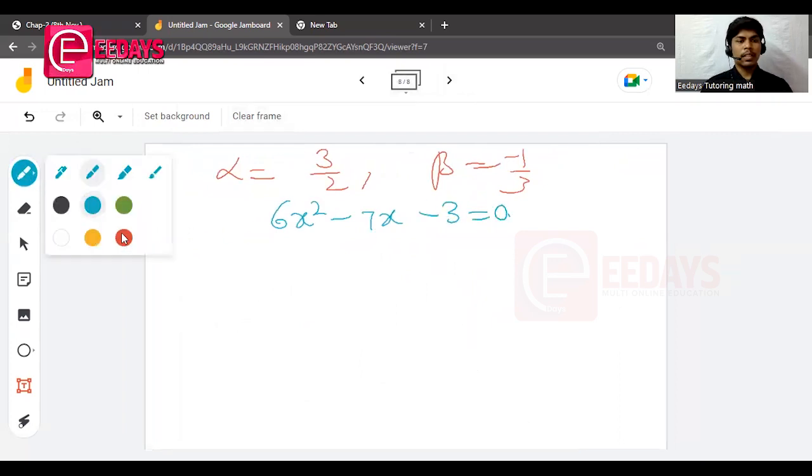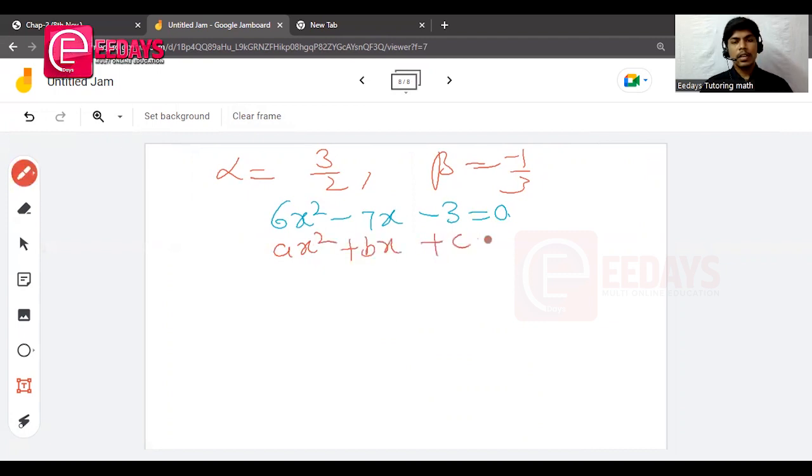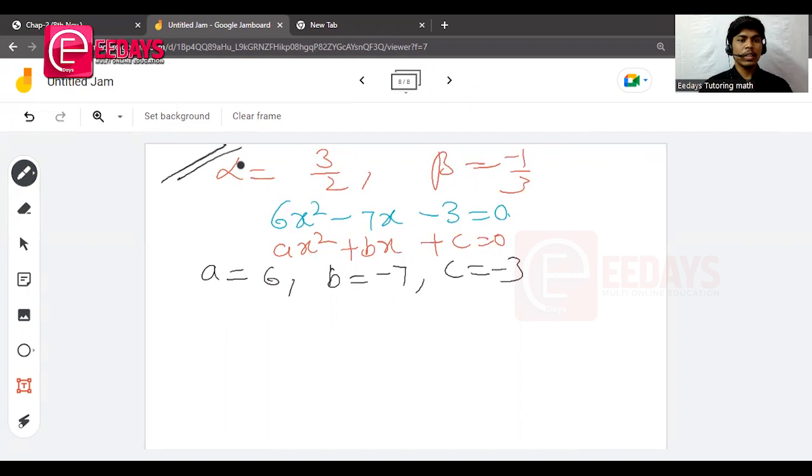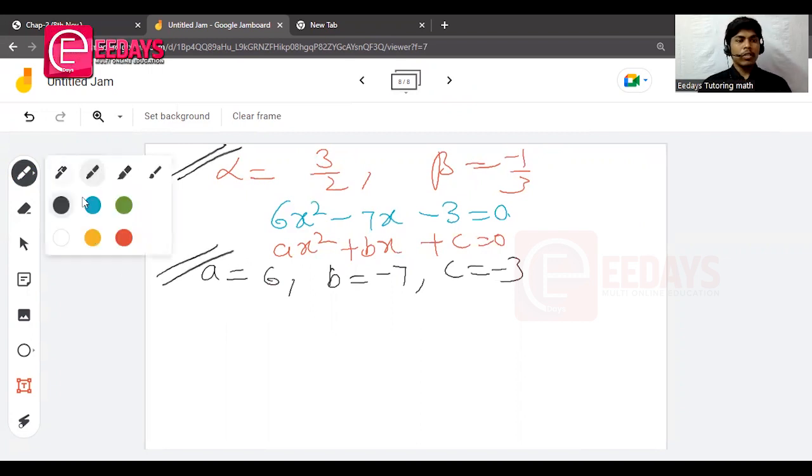Compare with the general form. What is the general form here? AX square plus BX plus C. I need to find the ABC value, guys. That's why I'm writing this step. In the place of A, 6 is there. In the place of B, minus 7 is there. In the place of C, minus 3 is there. Now do the verification process. Why? Because alpha beta already you know, and ABC value already you know. Now let's do the verification part.